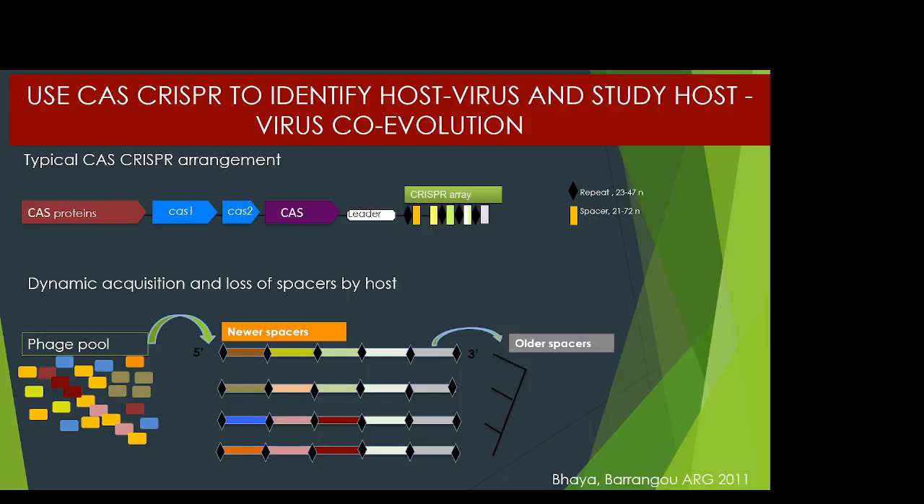So what is it that's so beautiful and elegant about the Cas-CRISPR system? It is that as the Cas-CRISPR system is used, it's basically an adaptive immunity system. It's picking up bits and pieces from the phage pool and bringing it into the host, such that that host then remembers that it's like a calling card.